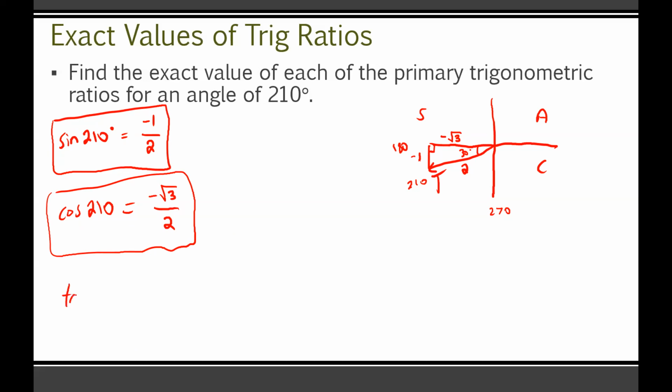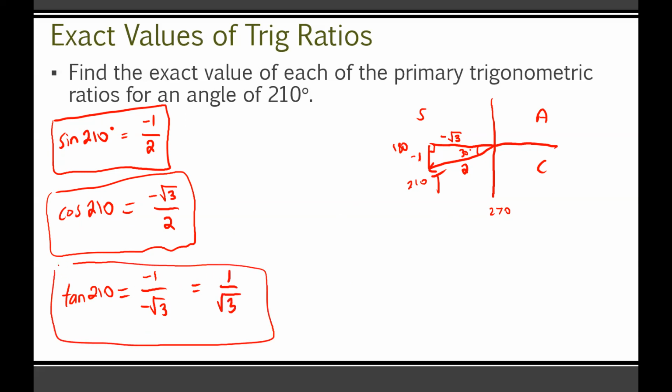Last one up, tan 210. Remember, tan from SOHCAHTOA is opposite over adjacent. Opposite here is negative 1. Adjacent is negative square root 3. You could leave it as that, but I wouldn't recommend it because it's a negative over a negative. So why don't we clean that up? When you have a negative on the top and a negative on the bottom, it just becomes positive 1 over positive root 3. So I would say that right there is probably a much better answer.